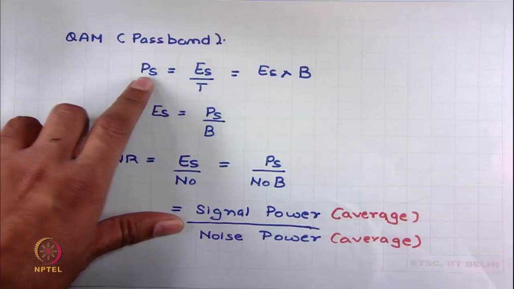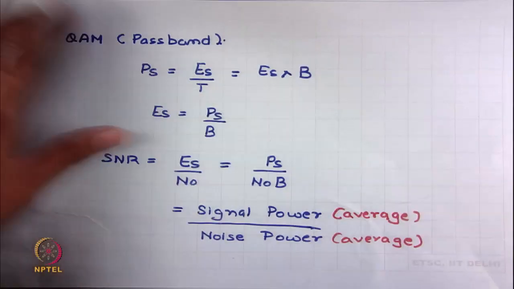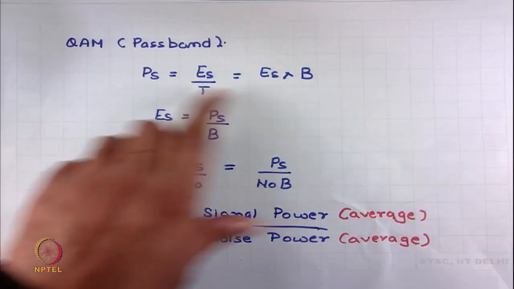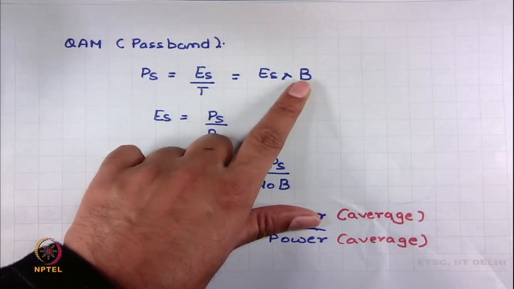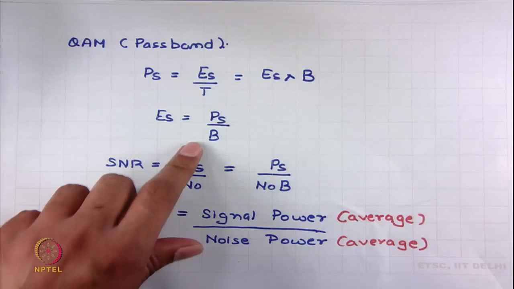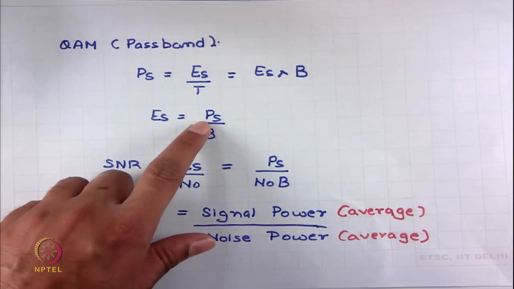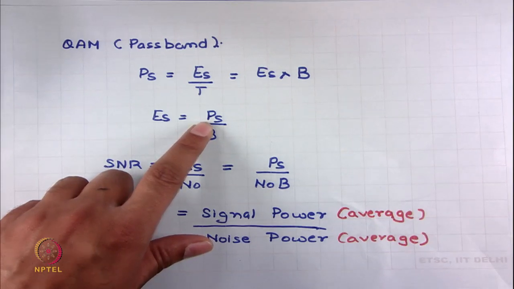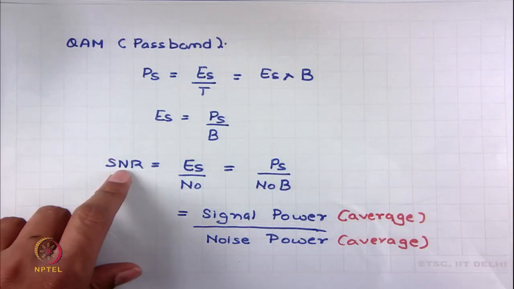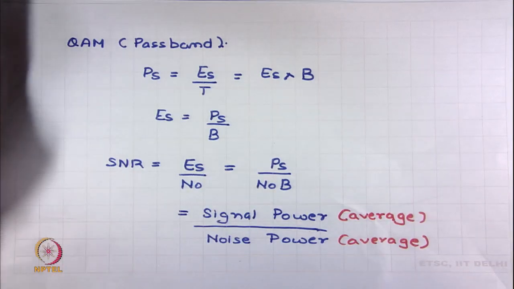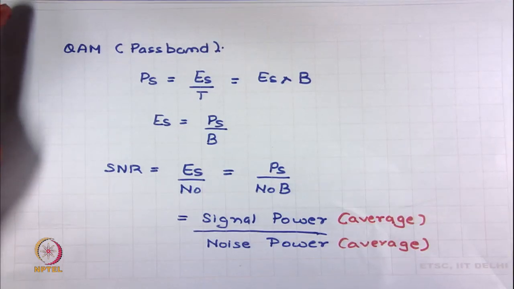For QAM, the average symbol power is Es by T, the same thing as for PAM, but for QAM this T is 1 by B. So from this we get Es is Ps by B, and now substituting this average symbol energy in terms of average symbol power, we get the SNR for QAM also exactly the same as we got for PAM. So, average SNR for QAM is also average signal power divided by average noise power.